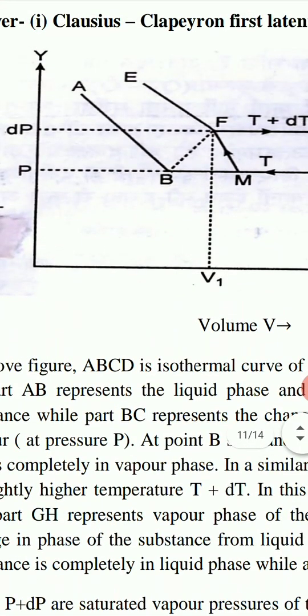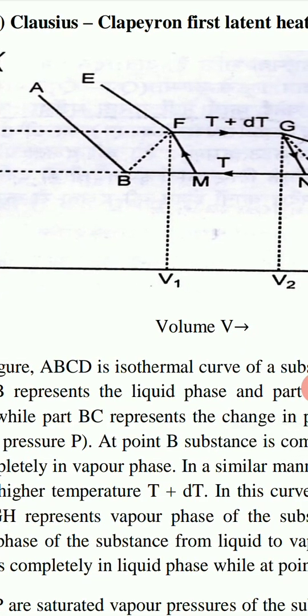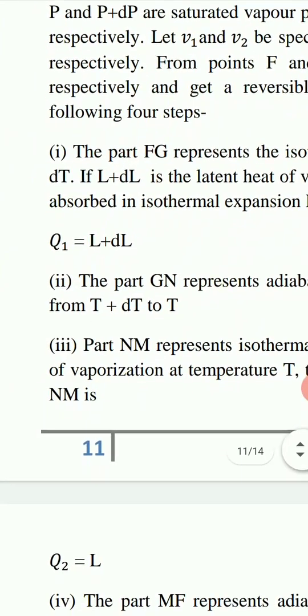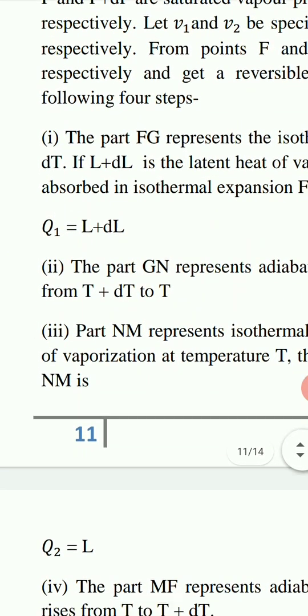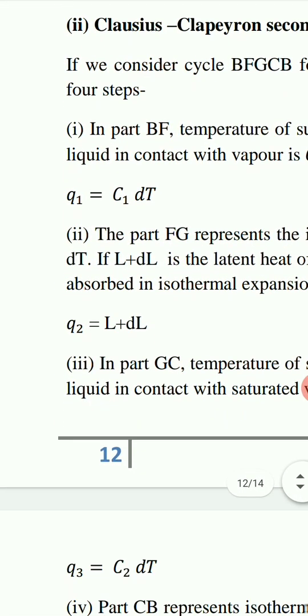If we see this process BF, at point B and at point F the material is in liquid state. So we choose C1, which is the specific heat of liquid in contact with vapor. At point B and at point F, the material is completely in liquid state, but the transition to gaseous state is started at these points. So if C1 is the specific heat of liquid in contact with vapor, then heat absorbed in this first process is Q1 equal to C1 dt.